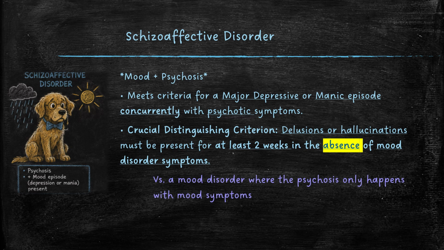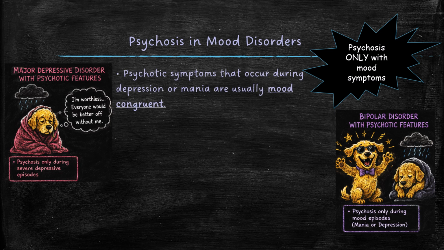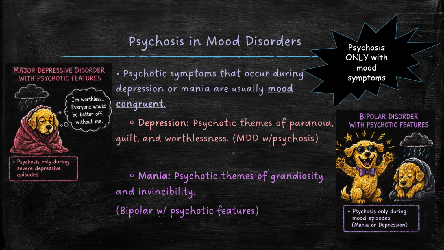This is the key distinguisher because in a mood disorder where there is psychosis, the psychosis only happens with the mood symptoms. So pay attention to the symptoms and the timeline of those symptoms on the exam. Mood disorders with psychotic features tend to be on the differential on the exam with schizoaffective disorder. Psychotic symptoms that occur during either the depressive episode or the manic episode are usually mood congruent. So in MDD with psychotic features, the psychosis is themes of paranoia, guilt, or worthlessness. And in bipolar disorder with psychotic features, the themes tend to be grandiosity or invincibility.